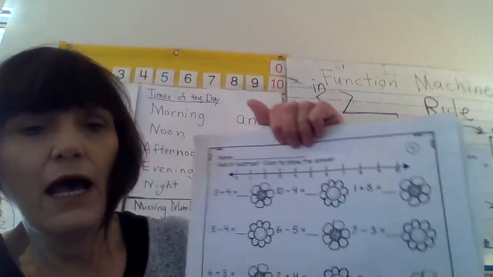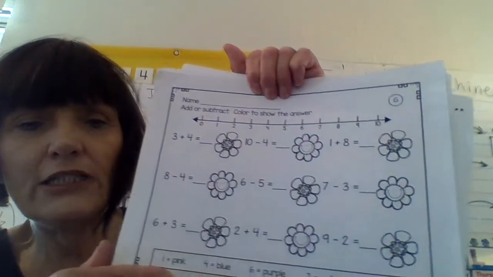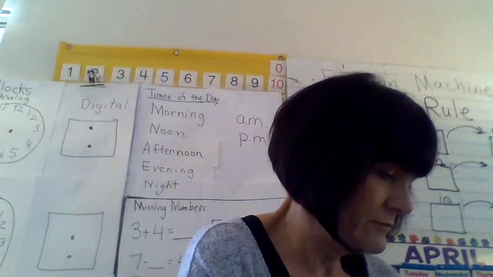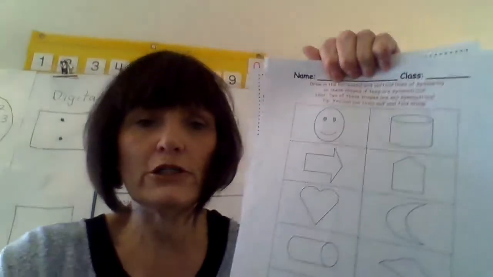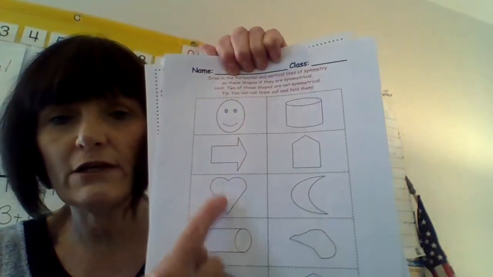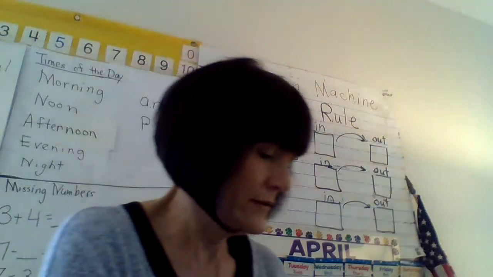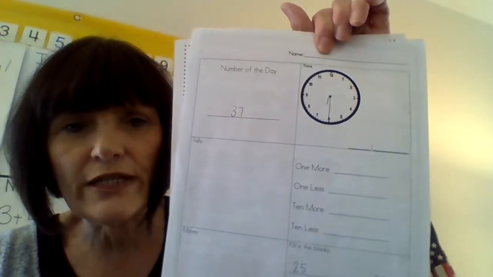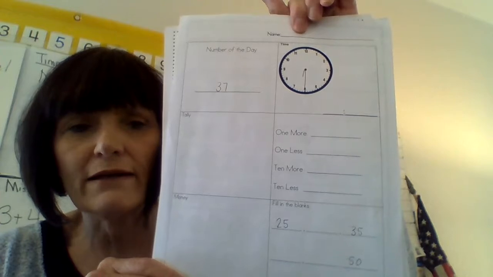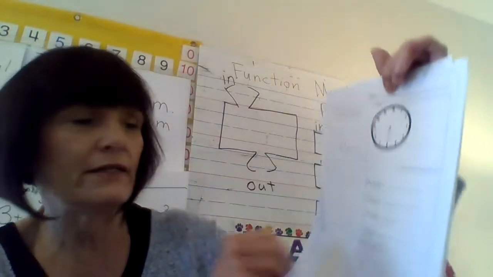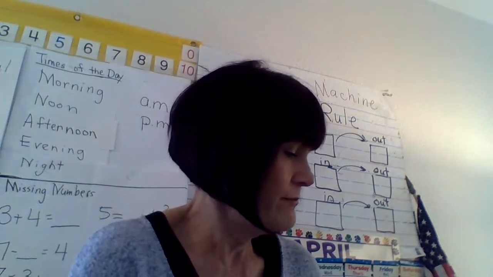Next lesson, a subtraction and addition and coloring page. Another look at things that are symmetrical. Oh, there's a heart. There's a cylinder. Okay, that will be fun. Number of the day page. This time it's 37. You know what to do. You tally, you fill in the missing blanks. You do the money to match 37. All right, that is a fun page.